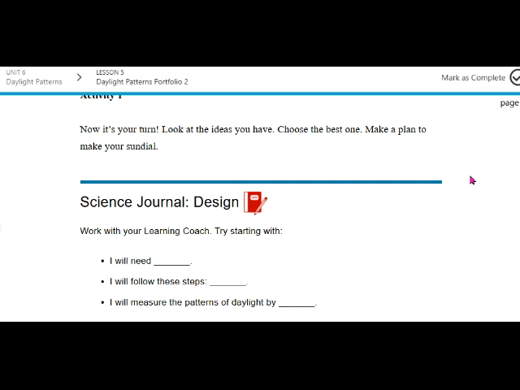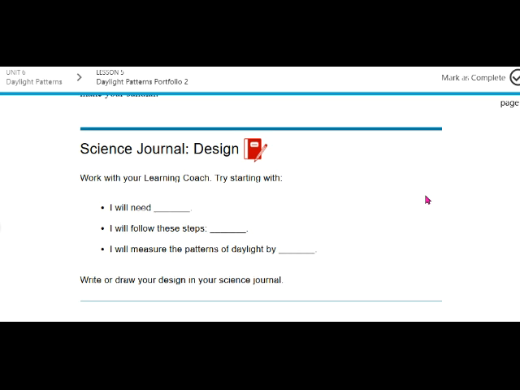Make a plan to make your sundial. So this is the design step. Work with your learning coach and maybe try starting with these sentences. I will need... I will follow these steps. 1, 2, 3. I will measure the patterns of daylight by... and you can write or draw your design in your science journal. So here's my example.